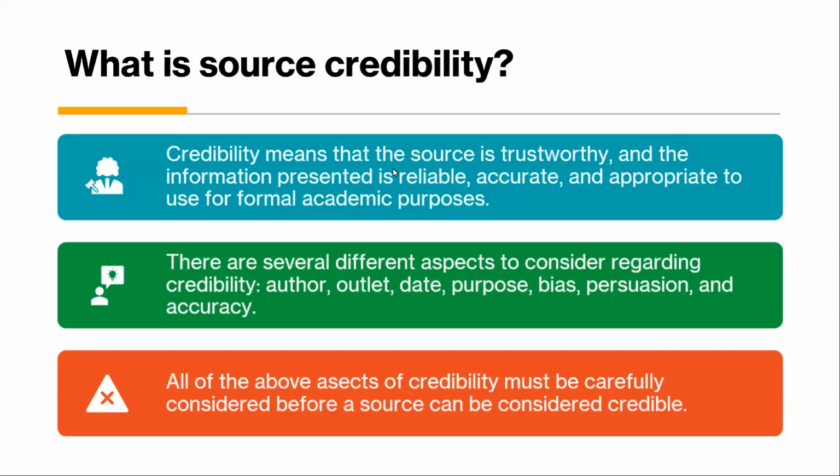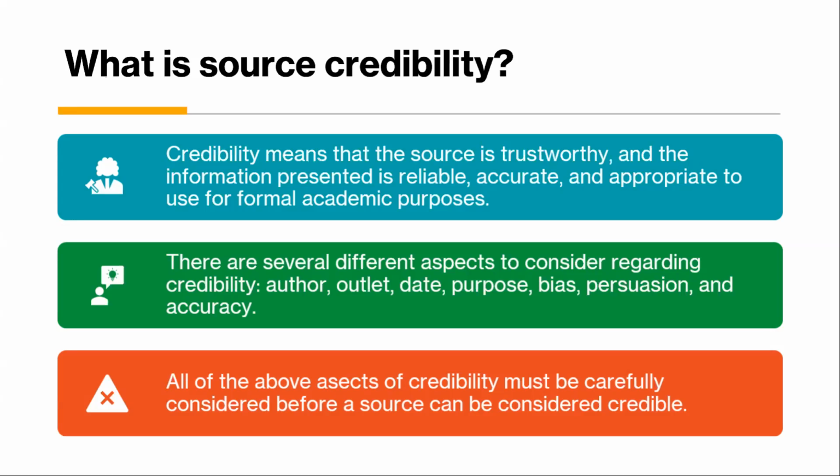So when we talk about credibility, what we mean is when you're using a source for any research paper or any type of writing in academia, the source has to be trustworthy and the information in that source has to be reliable and accurate, and it needs to be the type of source that's appropriate for formal academic use. So there's several different ways to look at credibility, and that's what this lesson is about today.